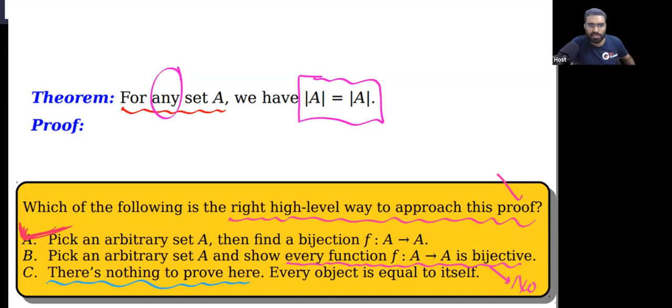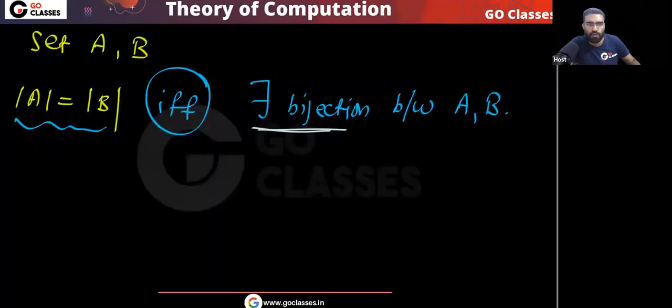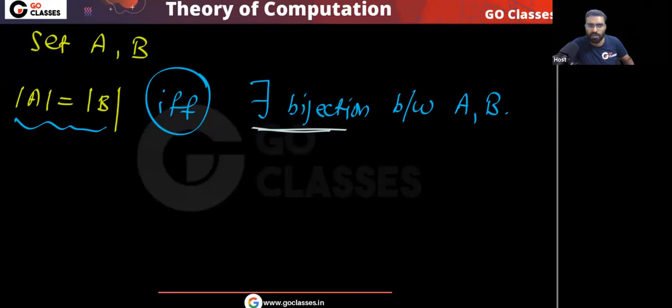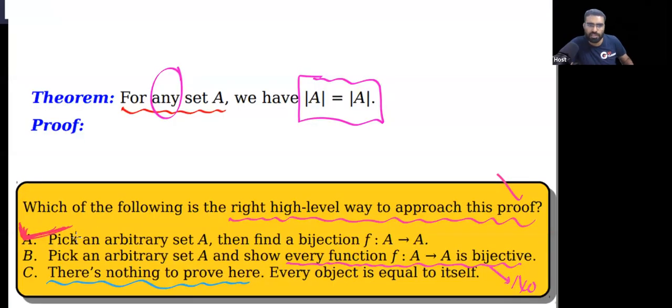If you want to prove cardinality of set A equal to cardinality of set B, then just create a bijection between A and B. Very simple. So for this question, the answer will be option A. Okay, so this is the idea.